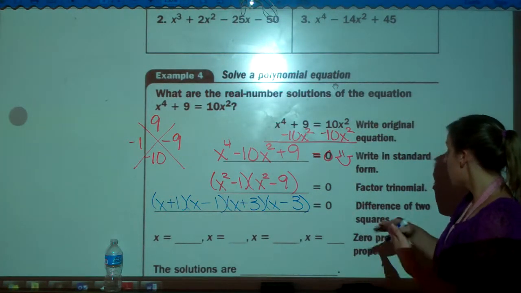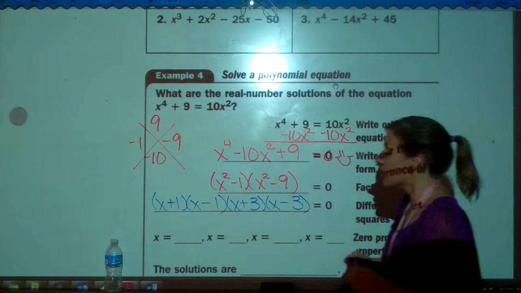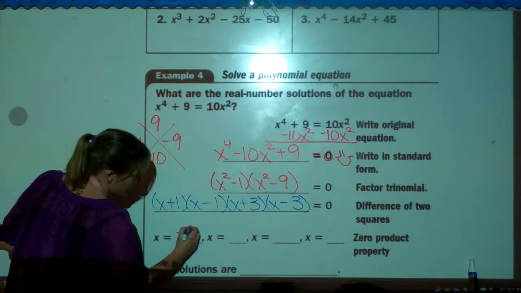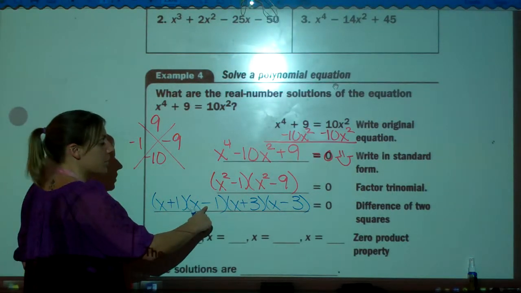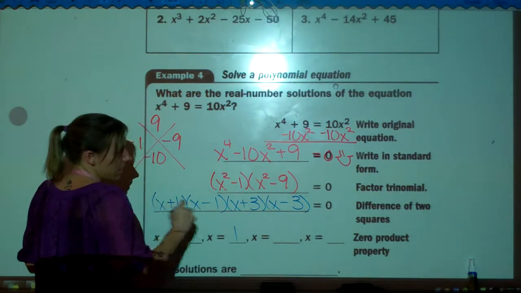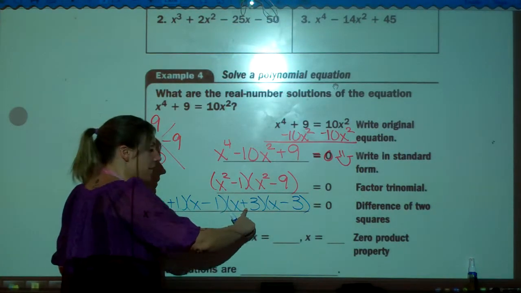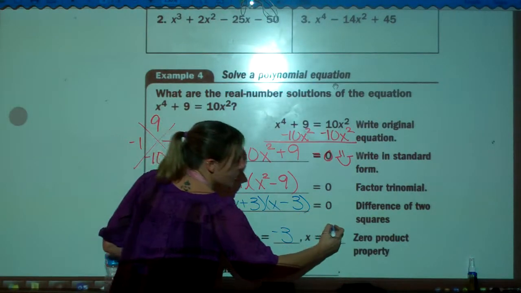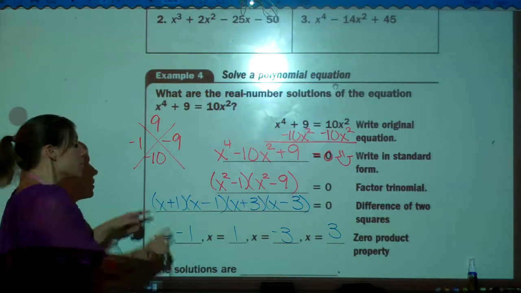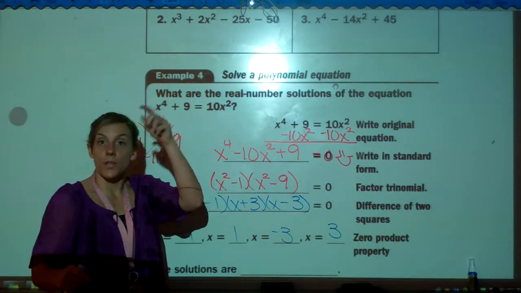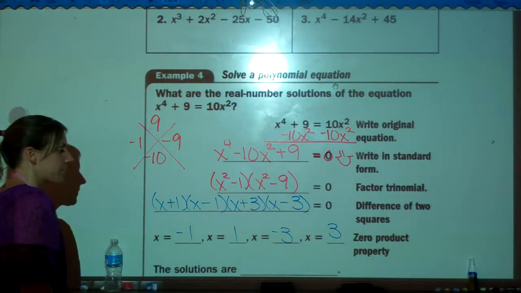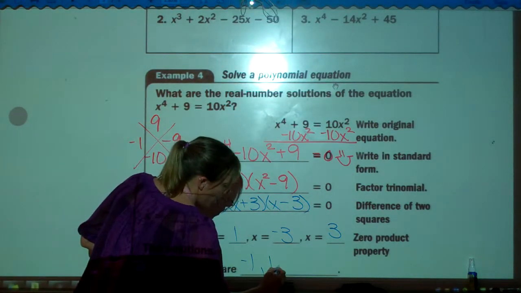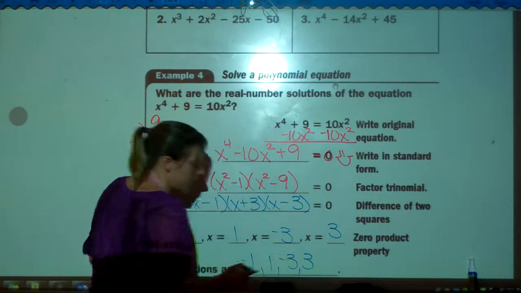So then each one equals 0. If this equals 0, you subtract it and you'll get a negative 1. If that one equals 0, you're going to add it and you get a positive 1. If that one equals 0, you're going to subtract the 3 and get negative 3. If that one equals 0, you're going to add the 3 and get a positive 3. So it's the opposite of each of these, because when you solve, you do opposites, okay? So the solutions are negative 1, 1, negative 3, and 3.